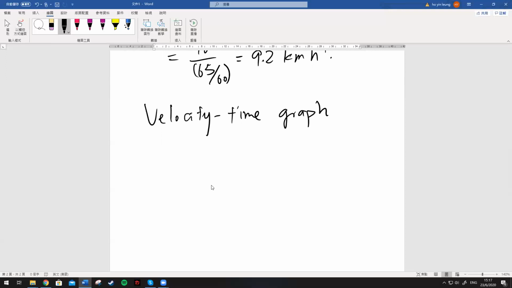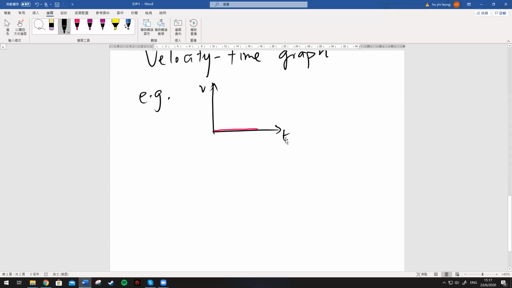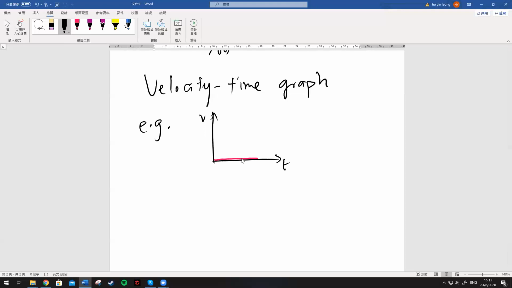And then let's look at some interpretation of some special velocity time graphs. For example, if a velocity time graph looks like this, so we have a flat line just on the time axis, what does it tell us about the motion of the particle? Doesn't move. Doesn't move from the initial position. Yes. So the object is just stationary.